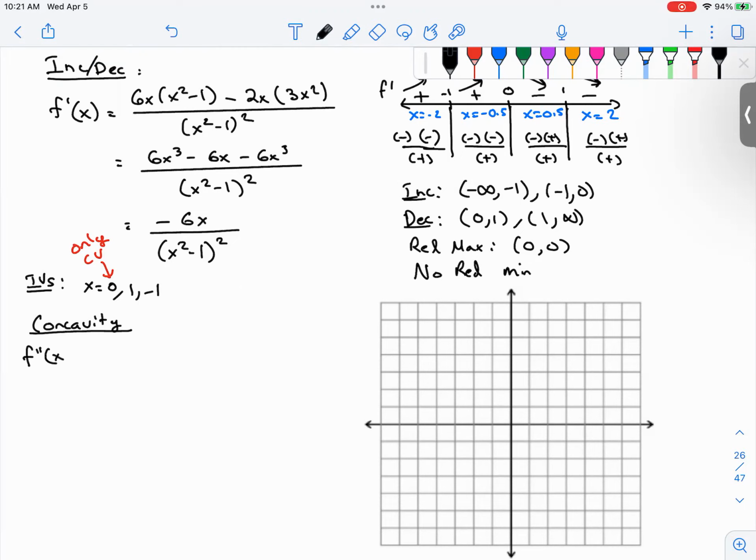F double prime of x is going to be -6 times x squared minus 1 squared minus 2 times x squared minus 1 to the first power times 2x times -6x, all divided by x squared minus 1 squared squared.